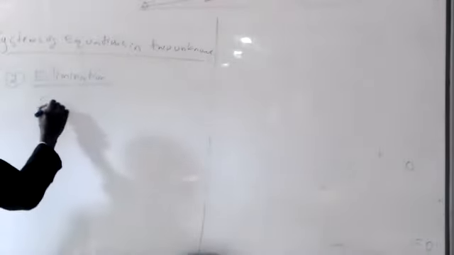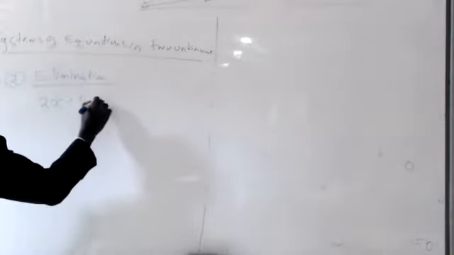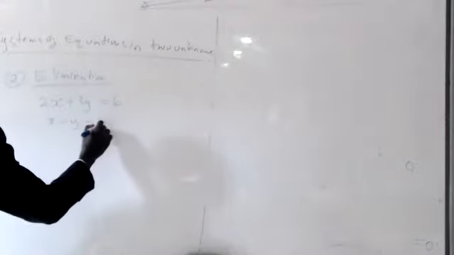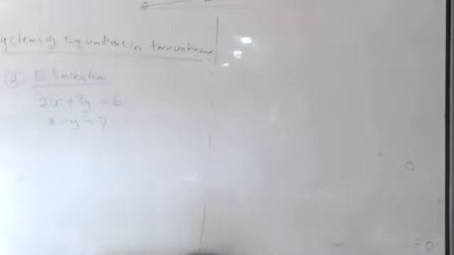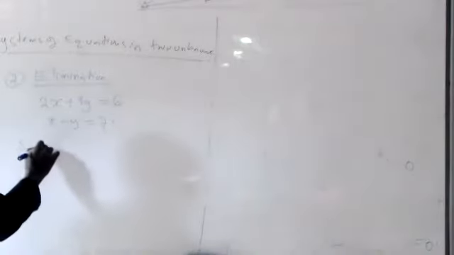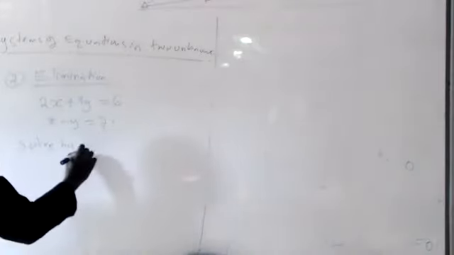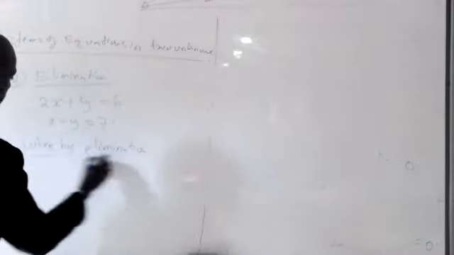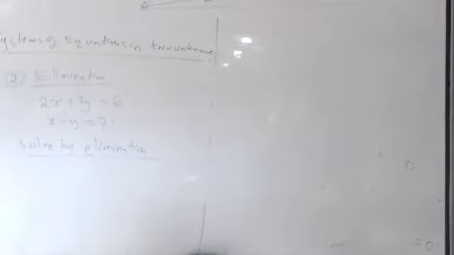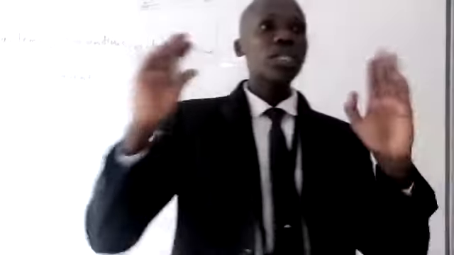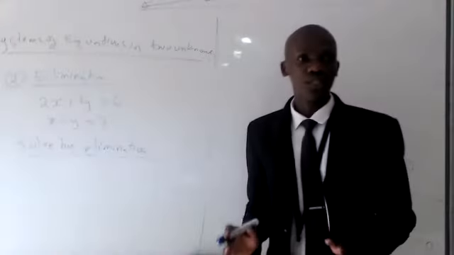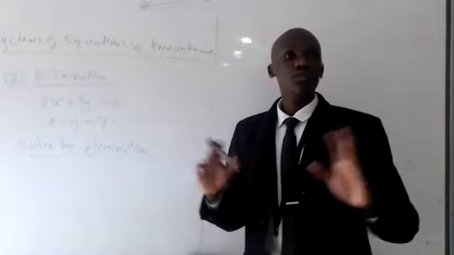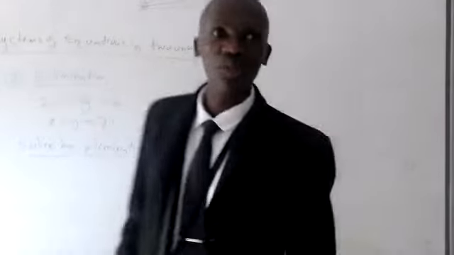I want us to use the first system. 2x plus 3y is equal to 6. x minus y is equal to 7. You want to solve this system by elimination. Okay? Solve this system by elimination. It is up to you to choose which variable you want to eliminate.